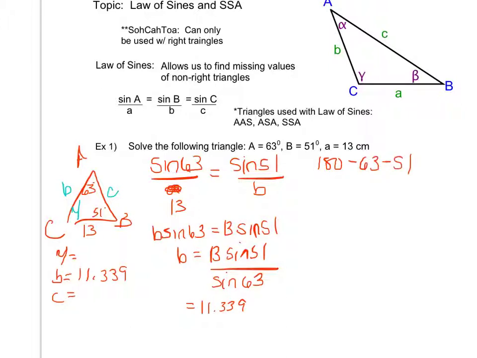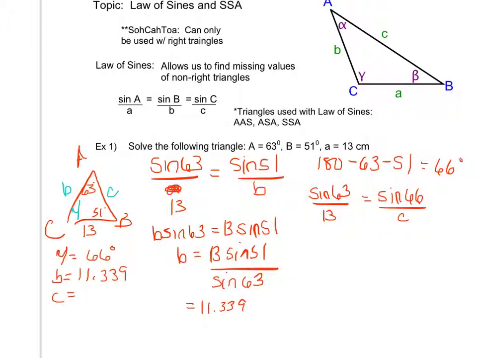And that gives me my angle C value of 66. So gamma is 66 degrees. And all I'm left to do is find C. So I'm going to go ahead and take 63 and 13, and I now know that this is 66. So I'm going to take 66 and C and set up a proportion. So sine of 63 over 13 is equal to sine of 66, my found value of angle C, over C.